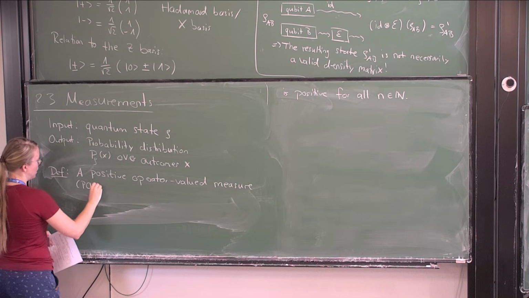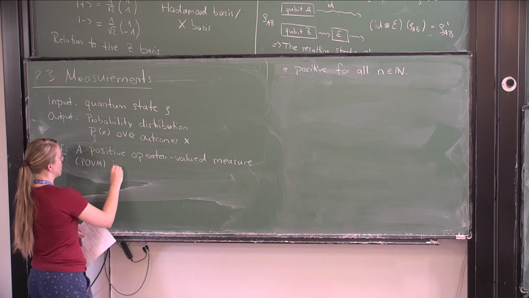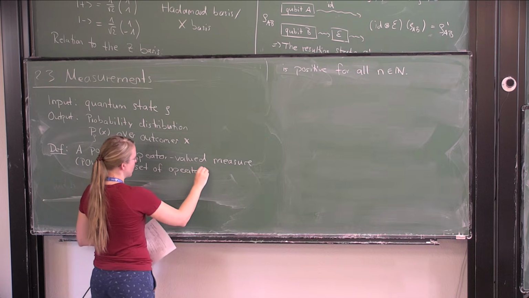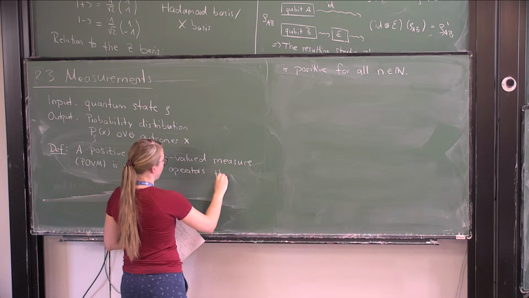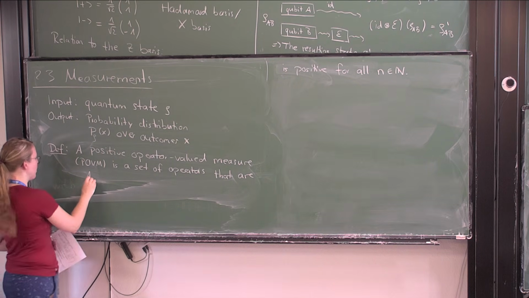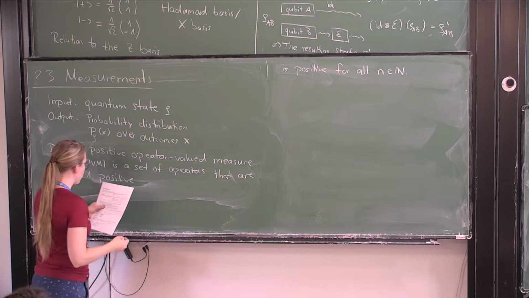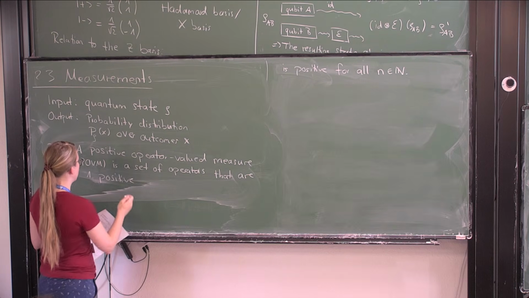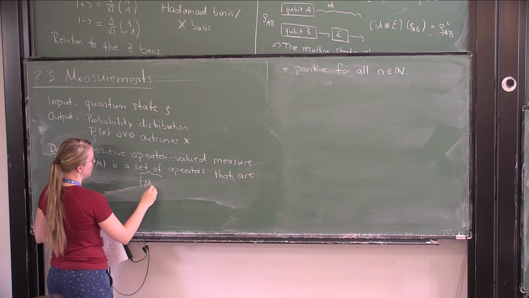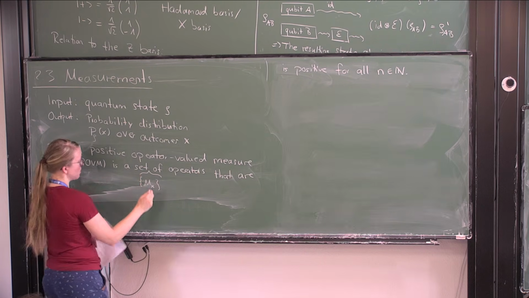Called POVM for short. And so this is a set of operators with certain properties. As the name says, they're positive operators. Elements are M index X. So there's one element for each possible outcome.